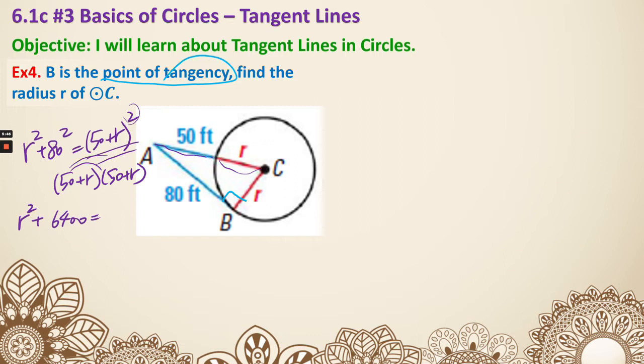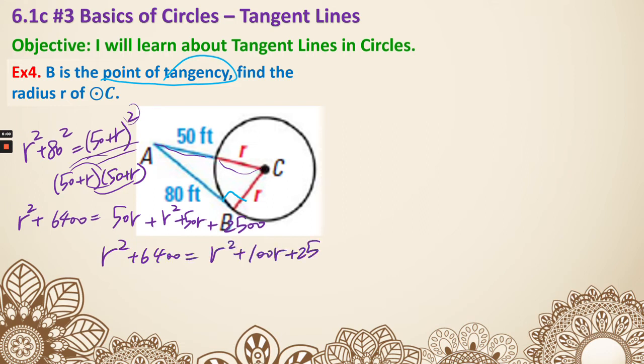And then do your distribution. That's going to give you 50r plus r squared plus 50r plus 2500. The whole thing now is r squared plus 6400, which is r squared plus 100r plus 2500. R squared will cancel. All you have left is subtract 2500 on both sides. 3900 equals 100r. That means my r is actually going to be 39. Don't forget the unit, feet.